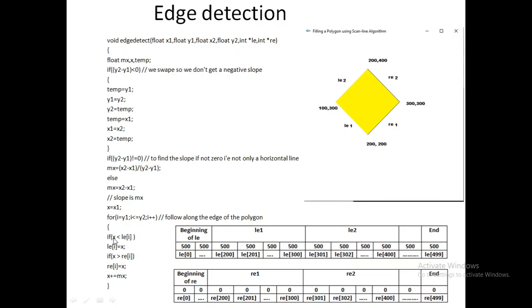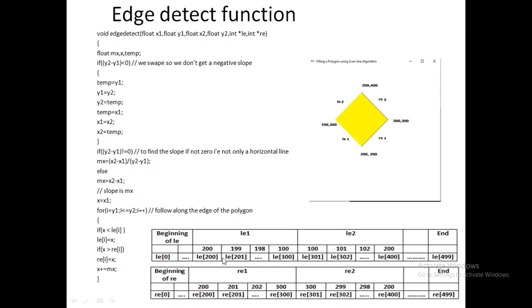What is our x value? Here we have initialized x equal to x1. So what is x1? 200. Condition is true or false? 200 is less than 500. Condition is true, so we are assigning that value in this location, LE of I. This 500 should be replaced by 200. I'll show you. So here you can see that the value is assigned here.